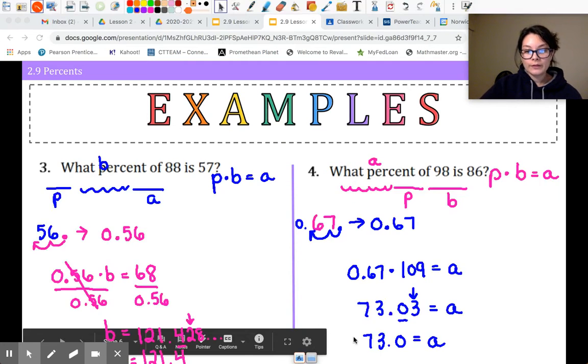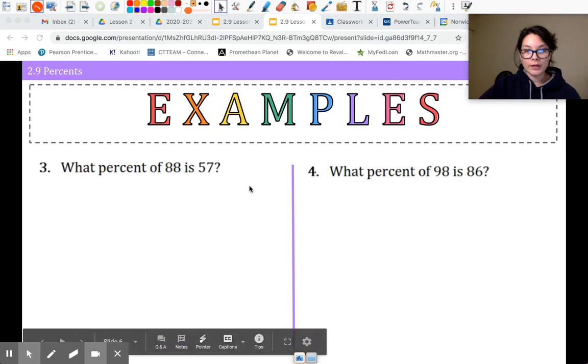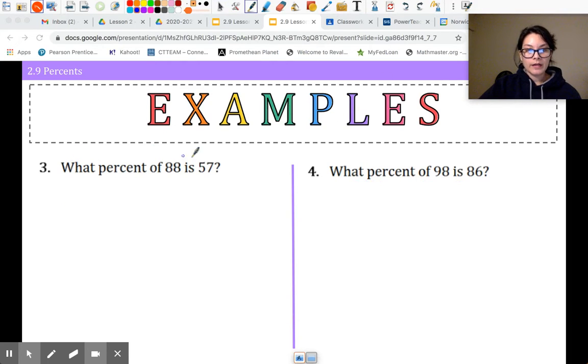Okay, a few more examples and then I'll give you guys some to try. Again, I'm going to start by writing my formula. I'm going to do that before I even read the question. Percent times base equals part. P times B equals A. What percent of 88 is 57? What percent? That's the thing that we're looking for. So in this particular example, we are finding the percent.